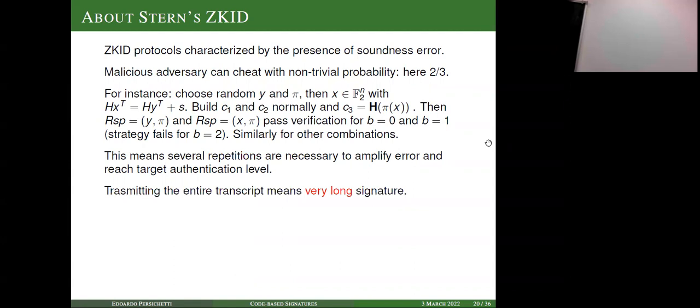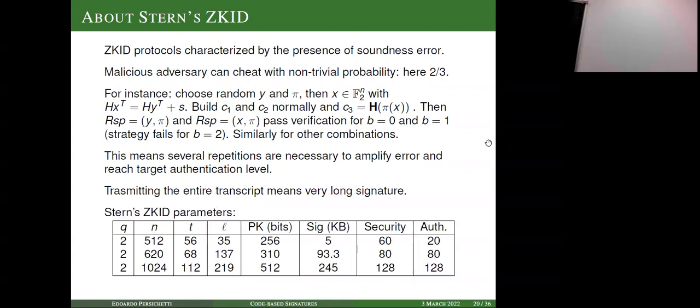But of course, then the entire transcript becomes the signature. So this leads to a long signature. And these are the original Stern parameters. If you want only something like 2 to the 20 authentication, which admittedly is not great, but maybe works for some application, you still have to repeat 35 times. And the parameters get bigger. If you want 128-bit security, these values were proposed by Stern, this was extrapolated, and you need to repeat like 219 times. The signature becomes gigantic. So it's a good idea, but it needs to be done better.